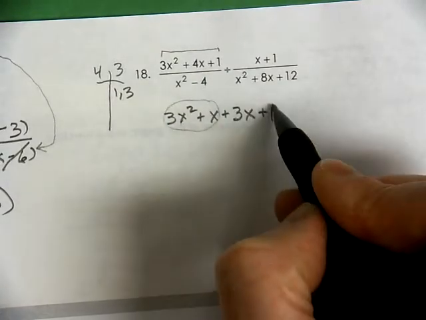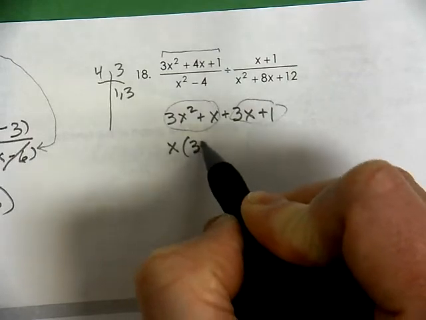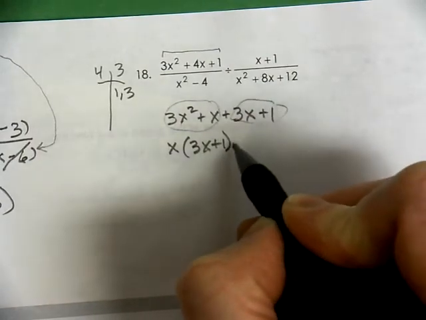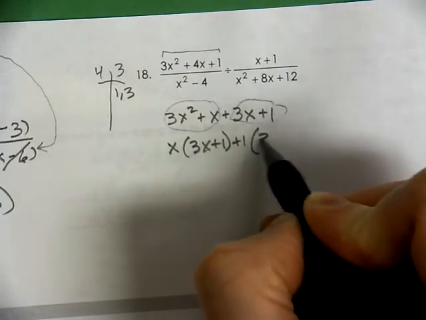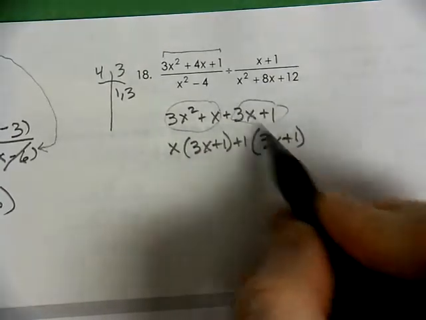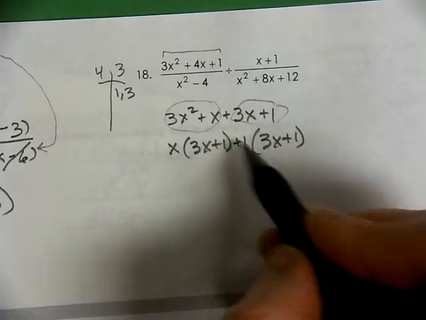Then we'll factor by grouping. The x gives us 3x plus 1. Factor out a 1, which leaves us with 3x plus 1. Remember, what's inside the parentheses has to be exactly the same for factor by grouping.